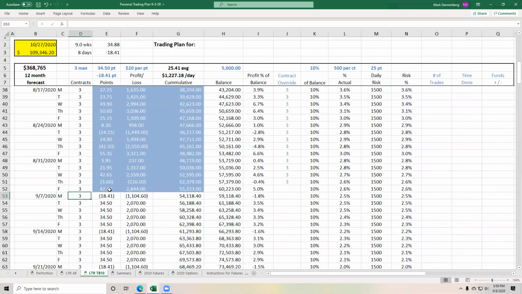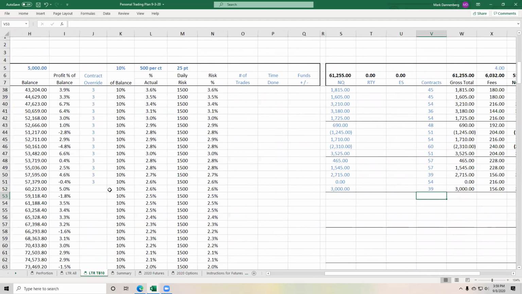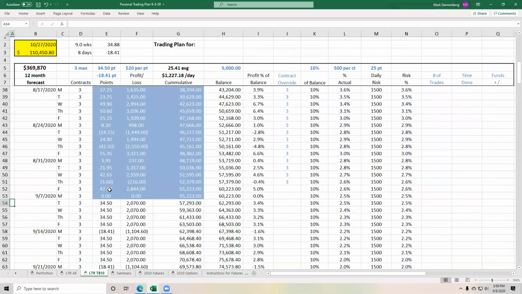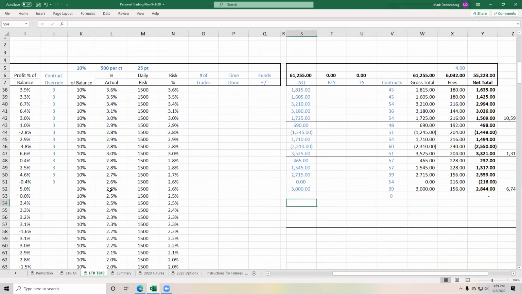Okay, once again, Monday was a market holiday, so we're going to put 0 contracts in, nothing in the profit or loss field. We're going to just put 0 contracts in, and that zeroes that out and does not factor into our averages. So now it's Tuesday, September 8th, and we ended up at 11.5 points today. At one point we were up over 50 points. So 11.5 points at $20 a point is $230, and we're trading 3 contracts. So we had $690 of profit today.